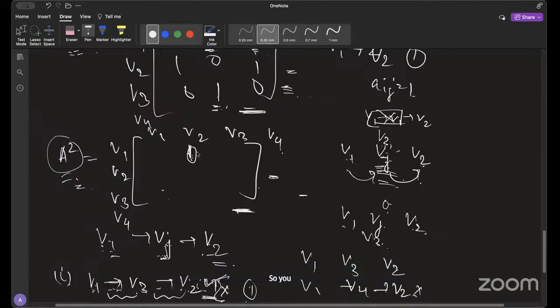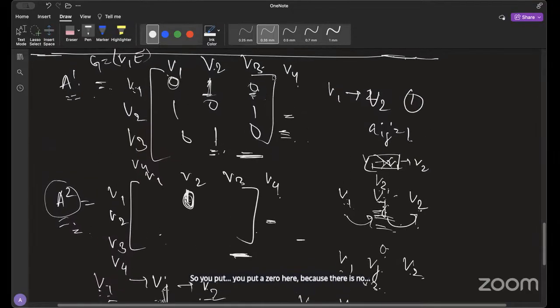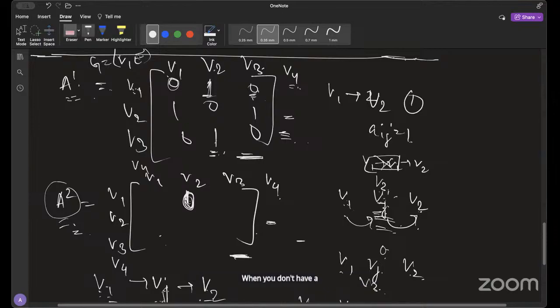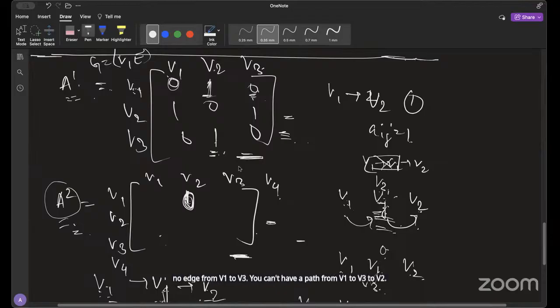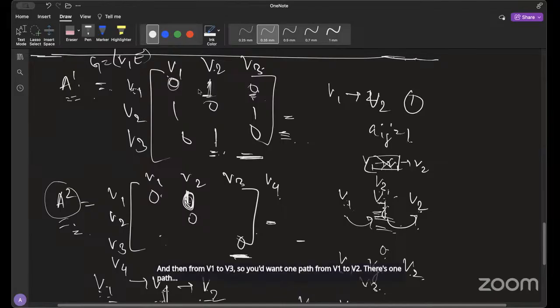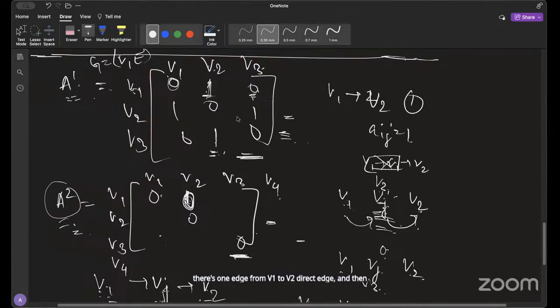So you put a 0 here because we just considered a V4 to make things clearer, and now you don't have a V4 here. Since there is no edge from V1 to V3, you can't have a path from V1 to V3 to V2. So there'll be a 0 here. And this is already 0; diagonals don't change. Then from V1 to V3, you'd want one path from V1 to V2. There's one direct edge from V1 to V2, and then there's also one from V2 to V3. So you have a 1.